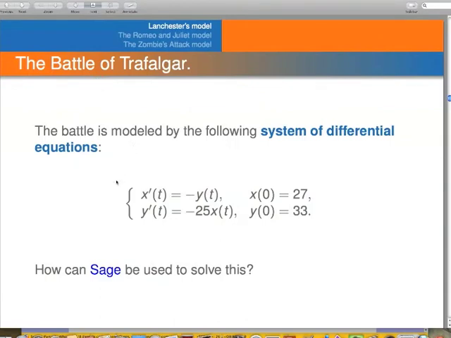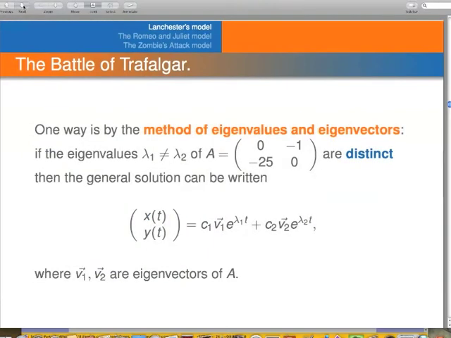So if we do some experimentation with these numbers a and b, we can derive basically a system of differential equations that roughly does model the way the Battle of Trafalgar actually transpired. And so let's take a look at this system right here.